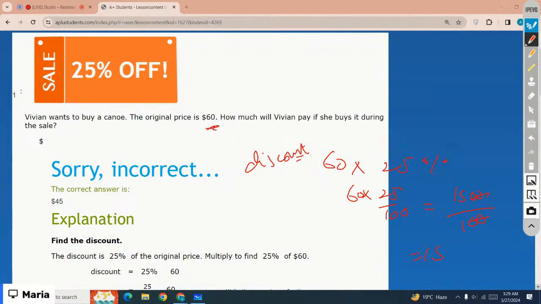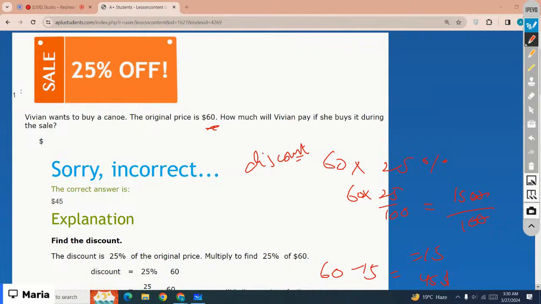So the question is, how much will Vivian pay if she pays it during the sale? So that means on the sale she has to pay $15 less than the original price. 60 minus 15 is $45. So that means now it is $45. The correct option is $45.